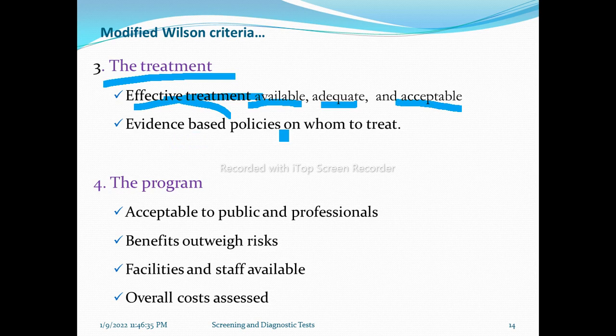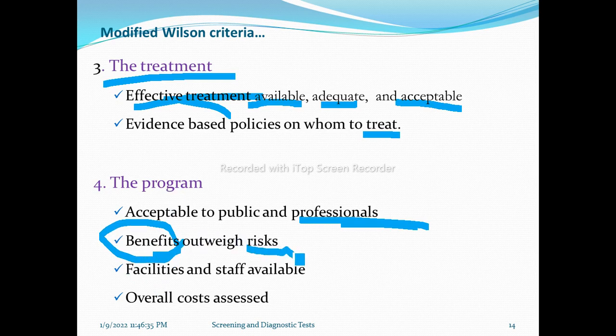And evidence-based policies on whom to treat. So there is evidence-based policy on that. The other is the program. The program of screening should be acceptable to public and professionals. So both the population and the health professional should accept that screening program. The benefits of the screening program should outweigh the risks. That means benefit should be greater than risks. Meaning the benefits that come due to the program should be greater than the risks that the program will lead to.